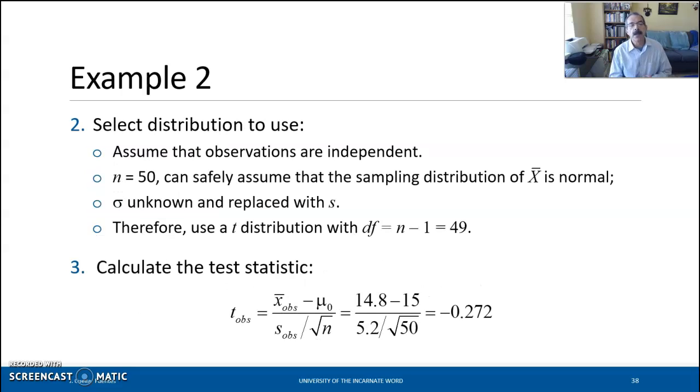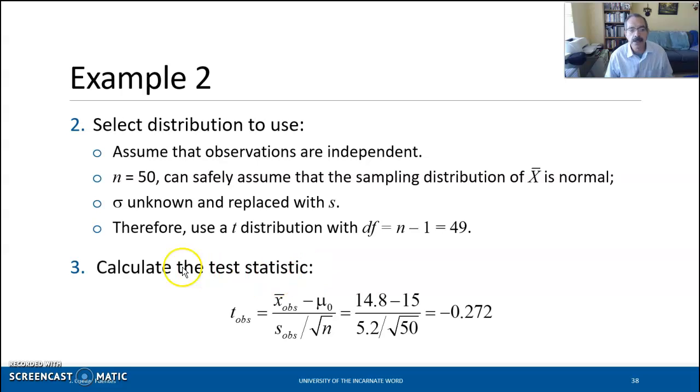All right, so what distribution to use? Here they don't tell us anything about how they obtained the sample. So because we don't know anything beyond that, here we're going to assume that these observations are independent. The sample size is 50, so we can rely on the central limit theorem to say that the sampling distribution of the mean is normal. Then the population standard deviation is not known, and we're going to replace it with the sample standard deviation that we know from the sample. And so we're going to use a t-distribution with 49 degrees of freedom, so 50 minus 1.